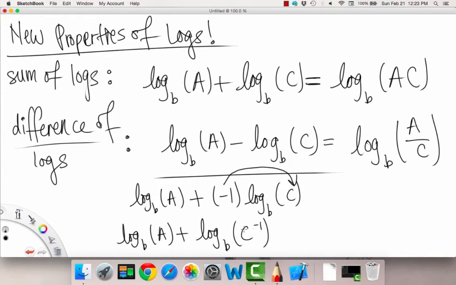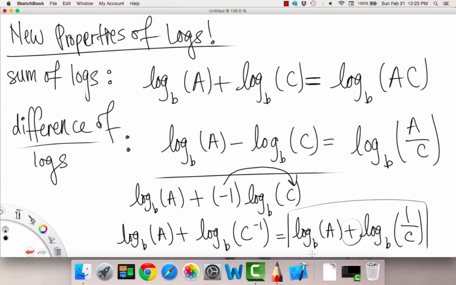Okay? And c to the negative 1, that just means the reciprocal, right? So now we have log base b of a plus log base b of 1 over c, and then see how we have this plus sign in the middle, right, to add. So this basically just turns us back into the sum of logs property up here, right? So we have log base b of something plus log base b of something else is just equal to log base b of that something times something else, right? So a times c. So in this case, this would just transform into something that looks like that.